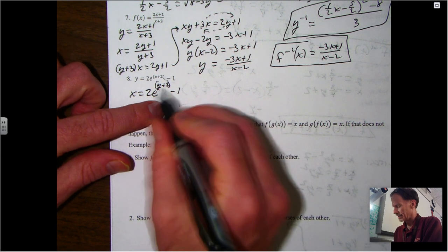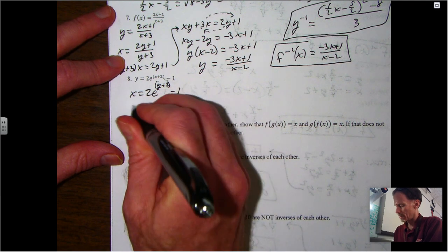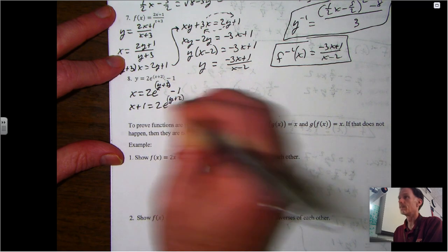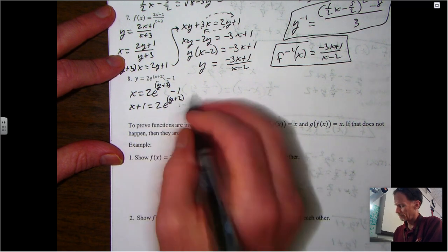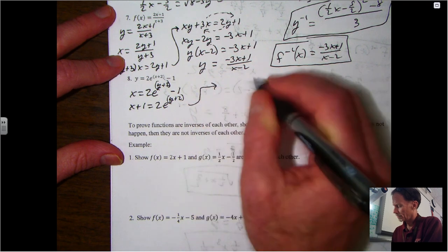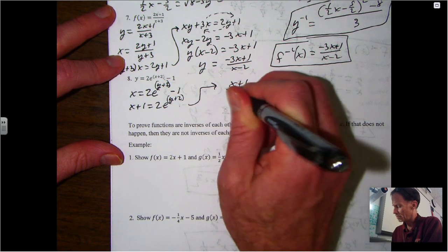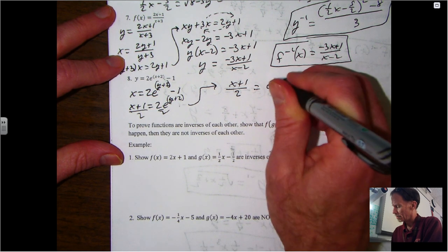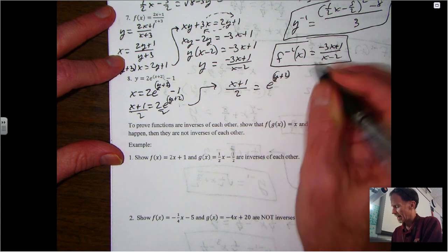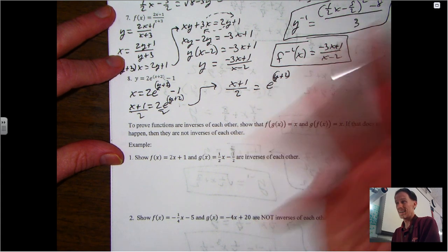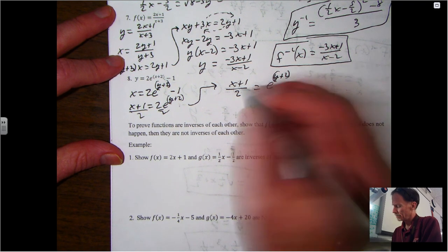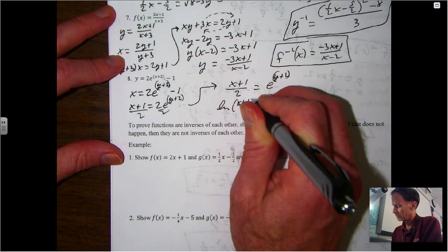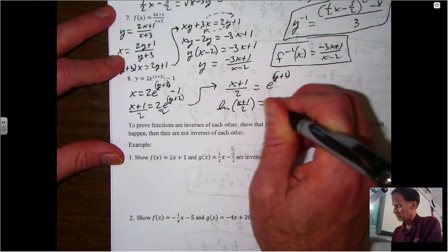First thing we've got to do is isolate where the variable is. So we're going to add 1 to both sides, and then divide by 2. So it's going to be x plus 1 over 2, equal to e to the y plus 2 power. Now we take the log of both sides, or in this case the natural log since it's e. So we can do the ln of x plus 1 over 2 is equal to y plus 2.